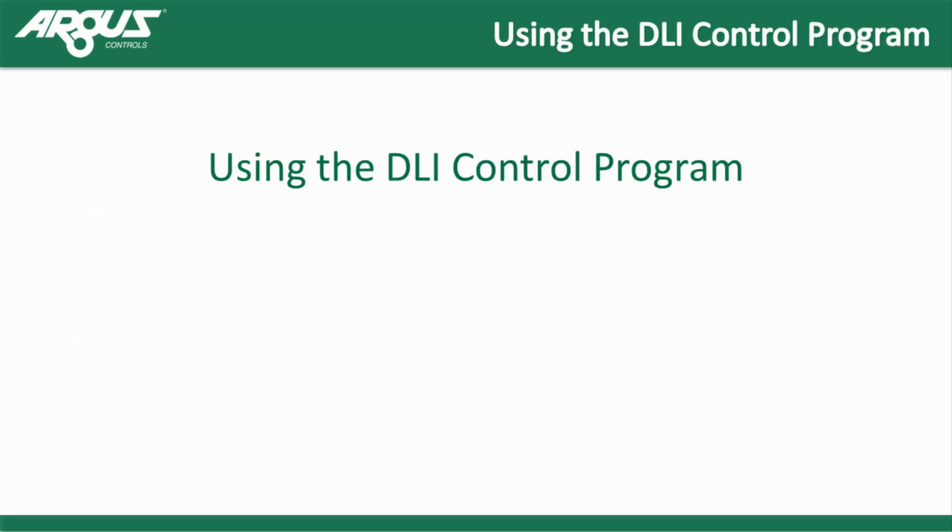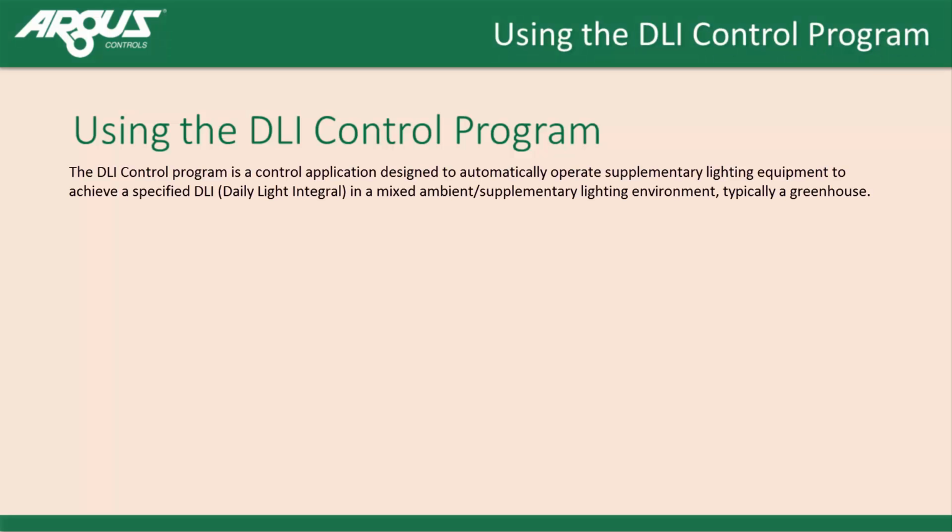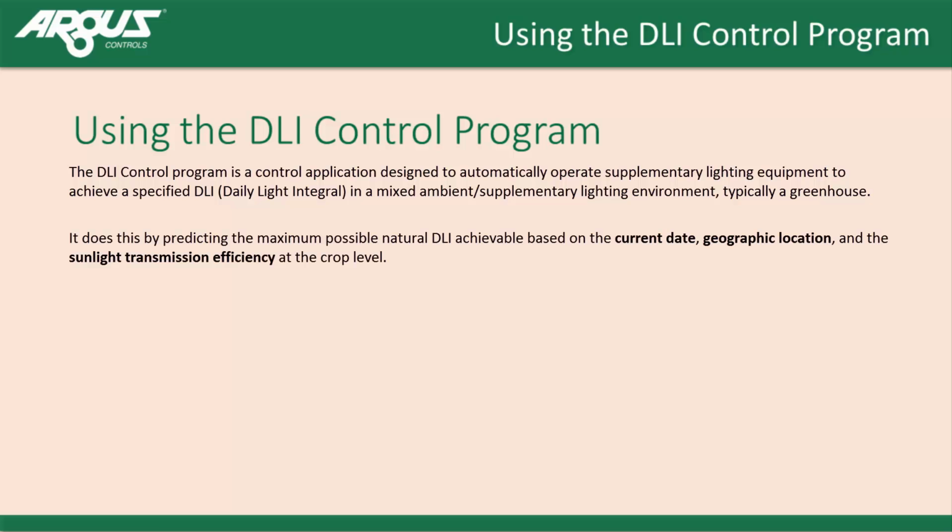Using the DLI Control Program. This program is a control application designed to automatically operate supplementary lighting equipment to achieve a specified DLI, or daily light integral, in a mixed ambient supplementary lighting environment, typically a greenhouse. It does this by predicting the maximum possible natural DLI achievable based on the current date, geographic location, the sunlight transmission efficiency at the crop level.